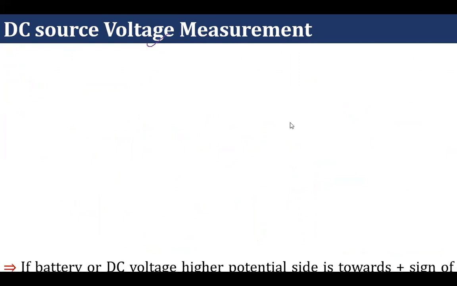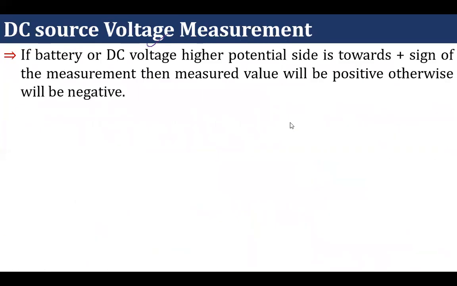Fine. So two important concepts we are revising again. First one is DC source voltage measurement. How will DC source voltage be measured? That means if I am putting plus minus signs in an arbitrary way, how much will be the actual magnitude of that particular DC voltage? So if the battery or DC voltage higher potential side is towards the plus sign of measurement, then the measured value will be positive, otherwise it will be negative.